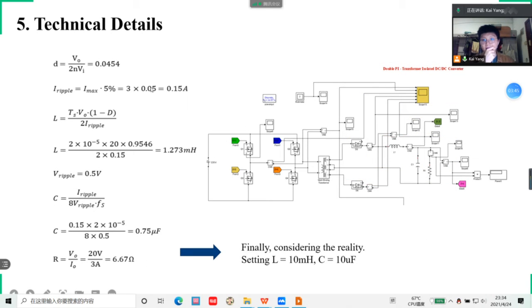Let's start the technical details. From the formulas introduced before and plugging in the known parameters, we could get the circuit parameters here. We could find the inductance is 1.273 millihenries and the capacitance is 0.75 millifarads. However, considering reality, we finally set the inductance to 10 millihenries and the capacitor to 10 millifarads, which is common in real life.